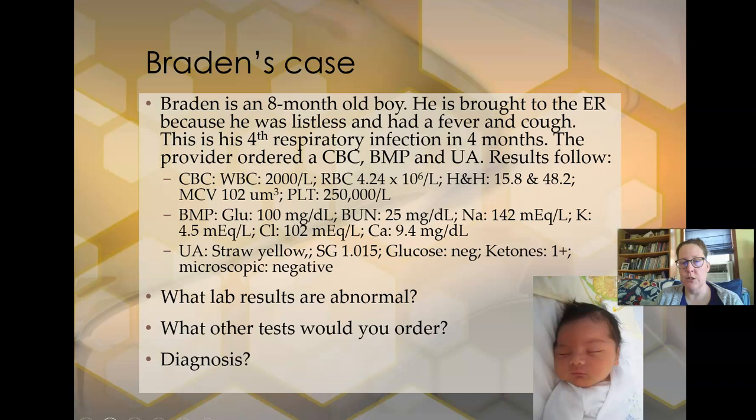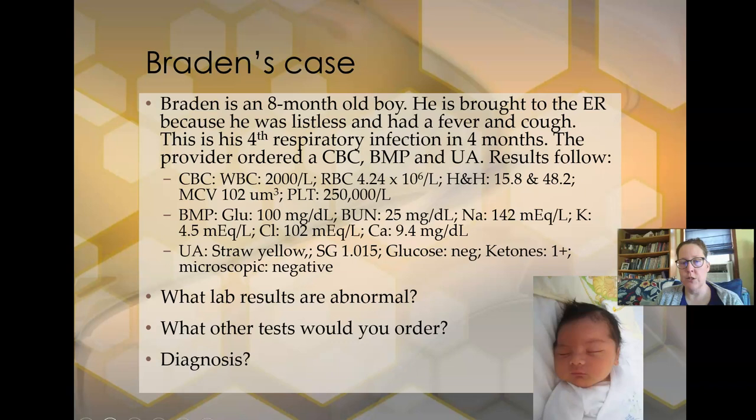So out of those, pick out the ones that are abnormal. If you paid attention, you should know that already. What other tests would you order? For this little guy, because he's having repeated infections, it would be nice to see what his gamma globulins are, right? What are his IgG, IgM, IgA?